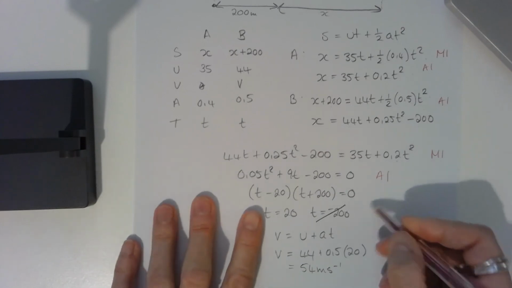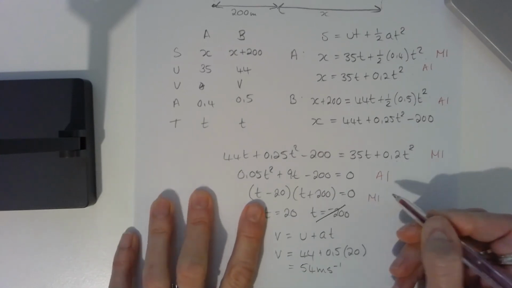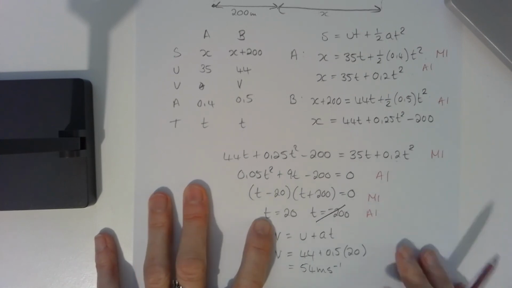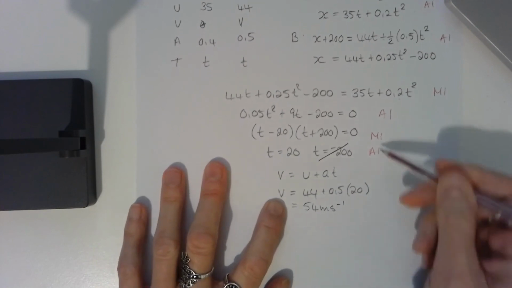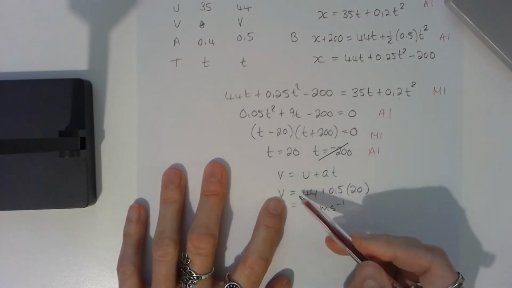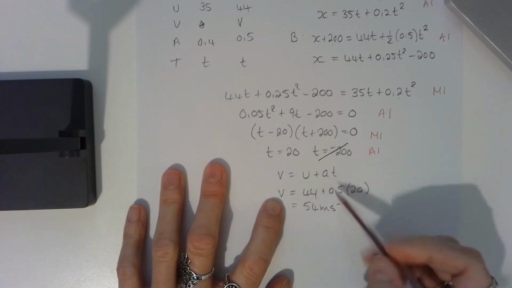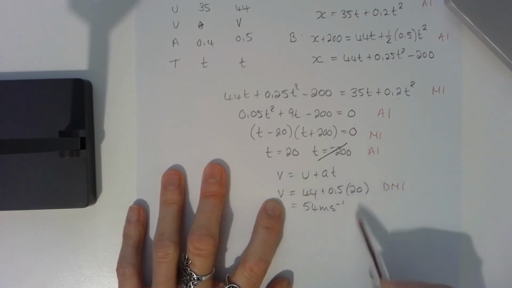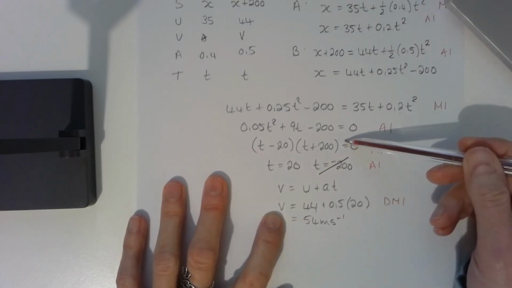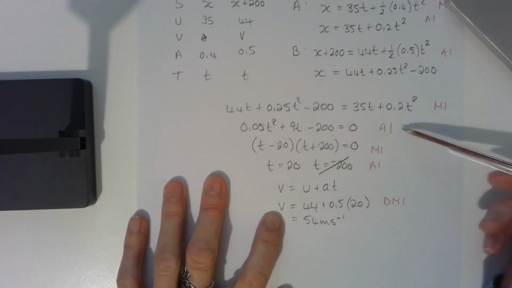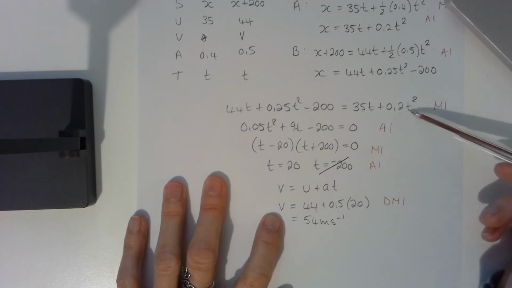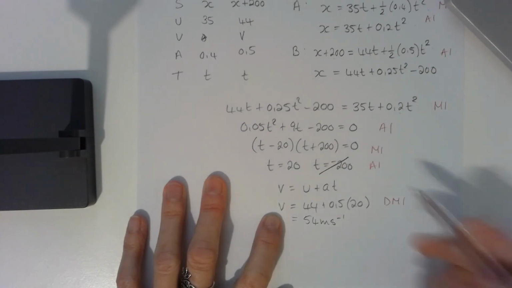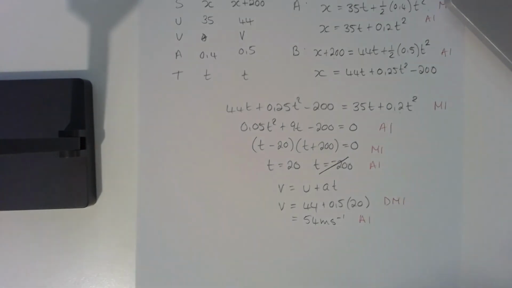And then a method mark for solving, either you've factorized or you've put it into your calculator, and an accuracy mark. So you can still get this method mark even if you use your calculator. Then using v equals u plus at, a method mark, that's a dependent method mark. You can only have that depending on showing your working out to find the 20. So if you haven't earned the method mark to work out the 20, you can't have this method mark. And then an accuracy mark for the final answer, correct.